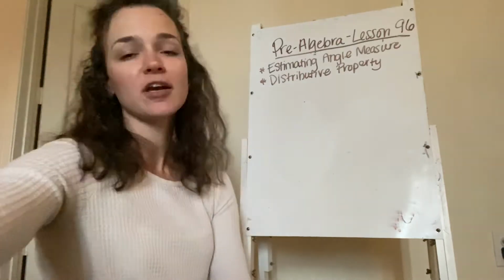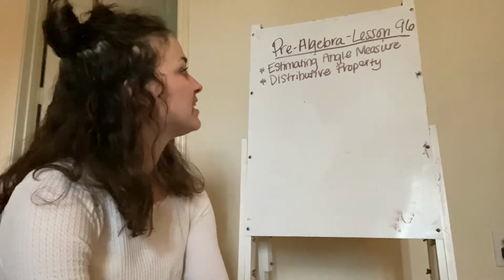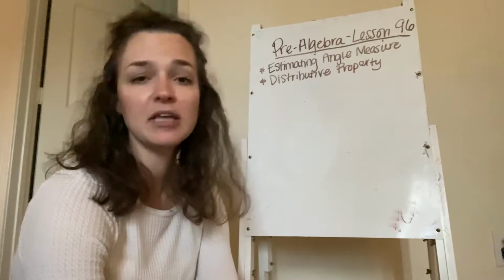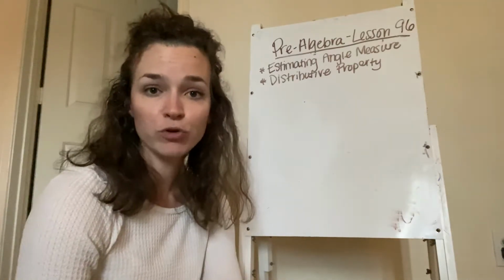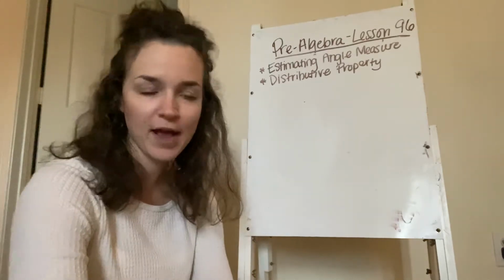This lesson is going to be talking about two main things. We're going to talk about estimating angle measures and distributive property. So we've already talked about both of these things in some respect, so I'm not going to go super in detail, but I do just want to give you a few new tips, and with distributive, we're going to do a new application for that, okay?